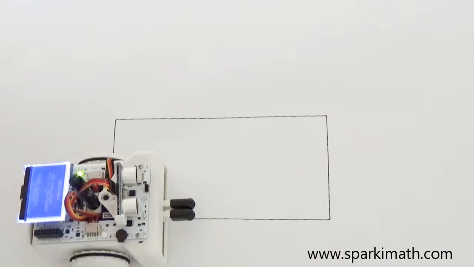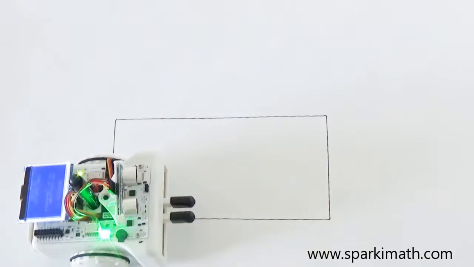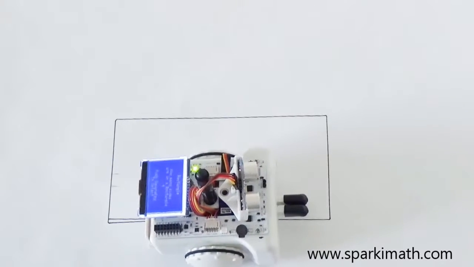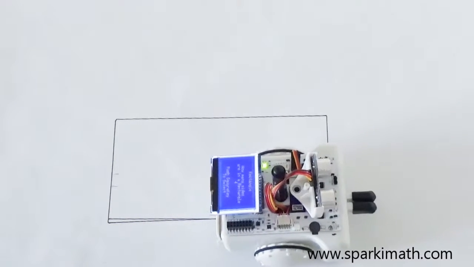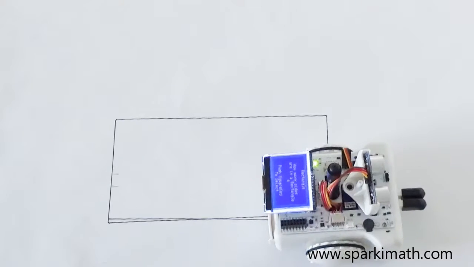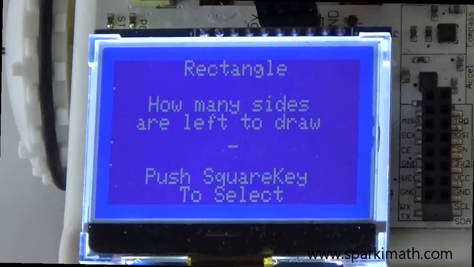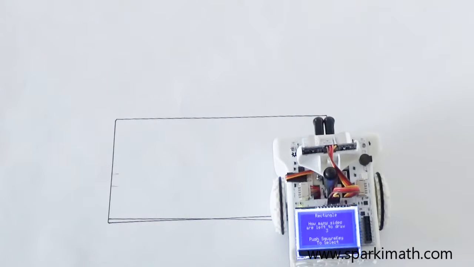And Sparky seems to like that because he claps his grippers 3 times. And he begins to redraw the rectangle, and he's going to redraw the first side, come to the vertex, and then turn 90 degrees, and then ask us the next question, which is how many sides are left to draw. So we can see it's really 3, so we key in 3, push the square key, and yes, Sparky likes that, so he claps his grippers 3 times.